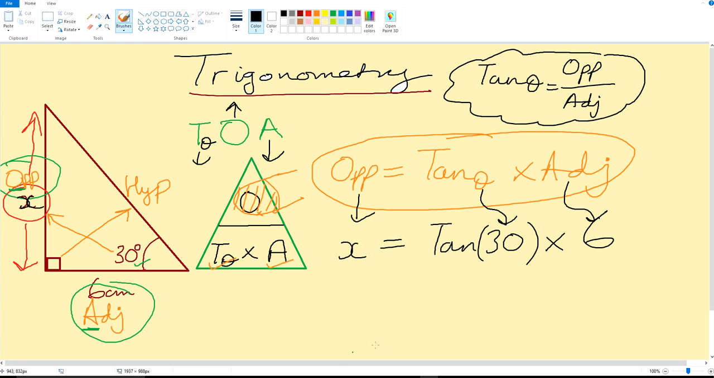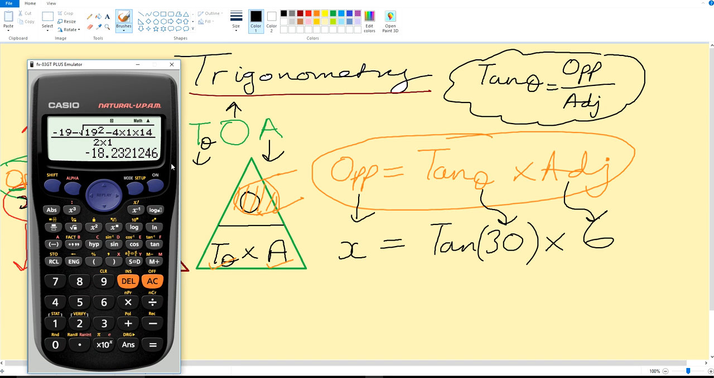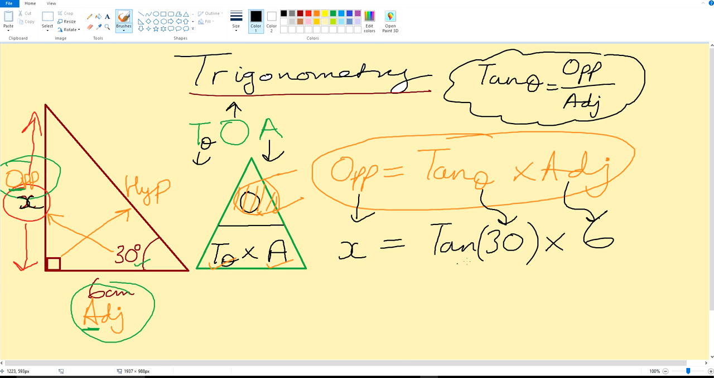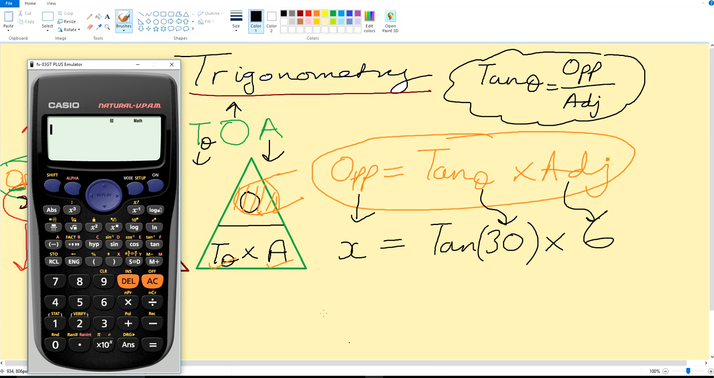For the next part, we need to use our calculator. Let's grab our calculator. Here it is. We need to type in tan 30 times by 6. Because we're working in degrees, tan 30 degrees, close the bracket, and then we times that by 6. That gives us an answer of 2 root 3. If you press the SD button, that will give us a decimal equivalent, which is 3.464.